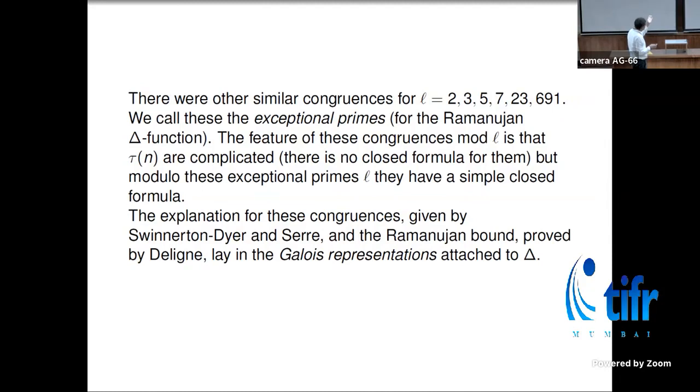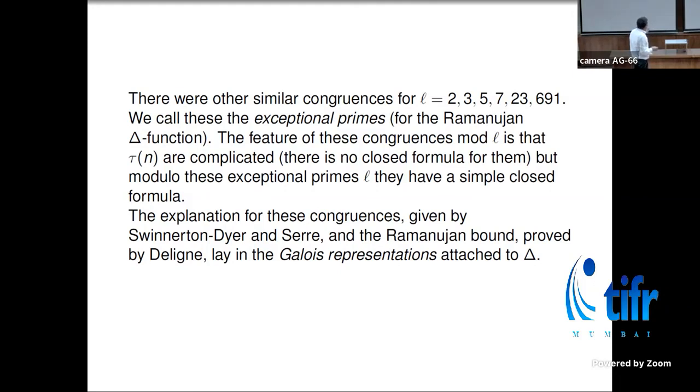So there were these 6 primes which are called exceptional primes for the Ramanujan delta function, for which there were congruences for tau n. So tau of L was equal to L to the A plus L to the B or something, for some fixed A and B, mod those primes. But no, so only for these primes.